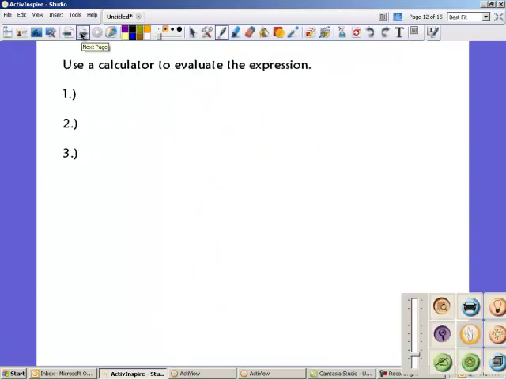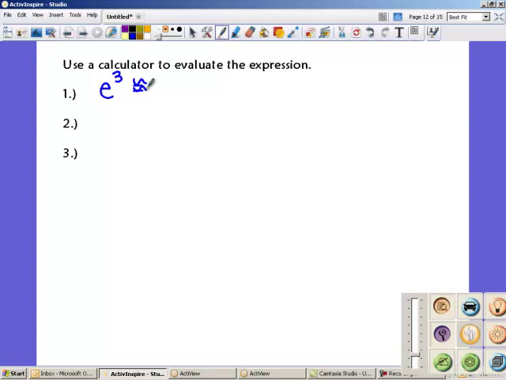Now we have some problems in our book that will ask you to use a calculator to evaluate the expression. And that just means that we're not going to simplify it. We're actually going to punch it into our calculator and get a decimal. And because we're going to round those decimals, because we're not going to sit here and write out all of the decimal numbers, we're going to put a little squiggly line instead of the equals, and that just means about.